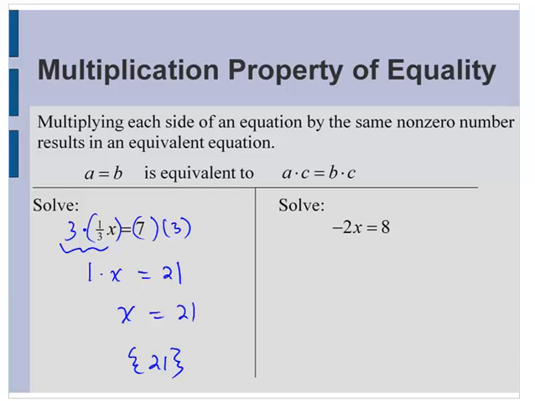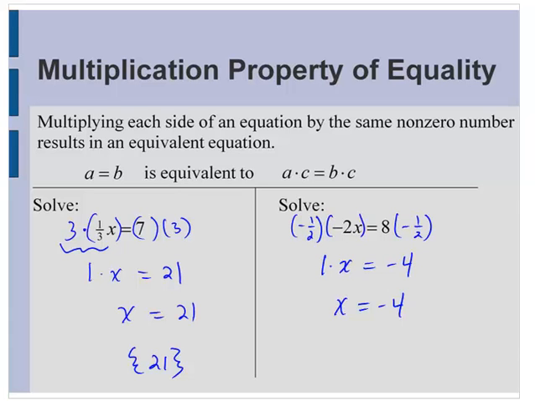Now I have negative 2x equals 8. What could I multiply both sides of the equation by to get a 1x? I would multiply both sides of the equation by negative 1/2. Because negative 1/2 times negative 2, since they are reciprocals, is 1 times x. 8 times negative 1/2 is negative 4, and so I have x equals negative 4.